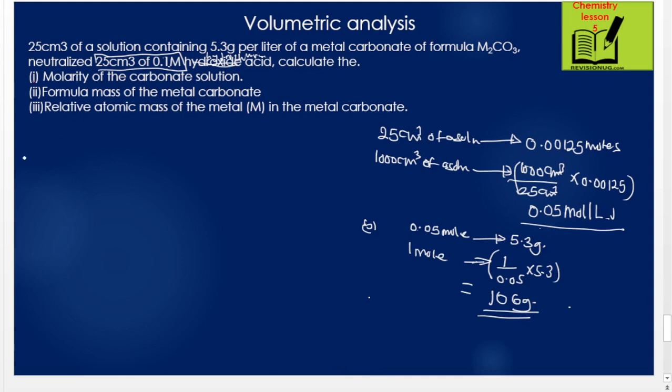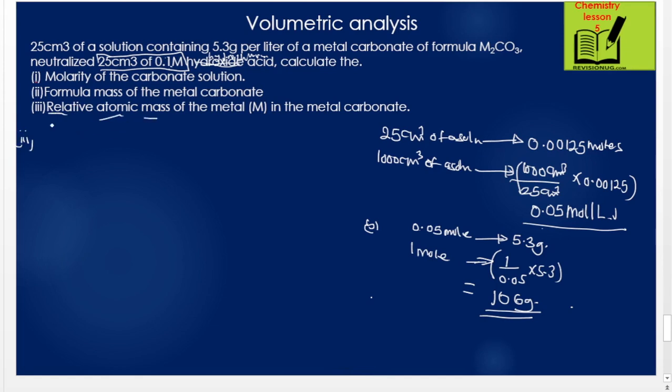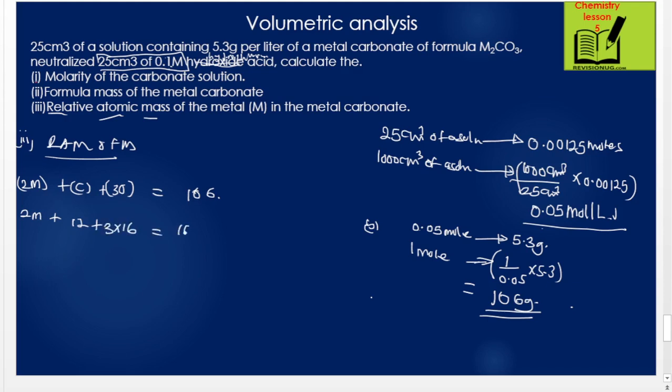So now let us do the last one, Roman 3 here, relative atomic mass of M there. So we are going to have M, there are 2 of them, 2M, plus 1 carbon, plus 3 oxygens. They are giving us 106 grams there. Okay, then 2M plus 12, plus 3 times 16 gives us 106.